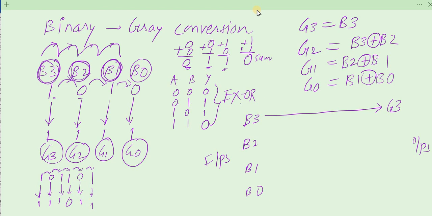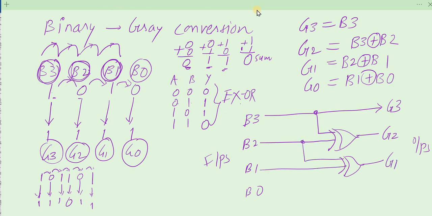So B2 and B3, they are exclusively ORed to generate G2. So G2 will have one input from B3, another from B2. Similarly, G1. G1 will have exclusive OR. The output is G1. One input is B1, another is from B2. Then G0. G0 has one input B0, another input from B1. So this forms the circuit of binary to gray conversion for 4-bit. The same circuit will be extended to any number of bits as per requirement.